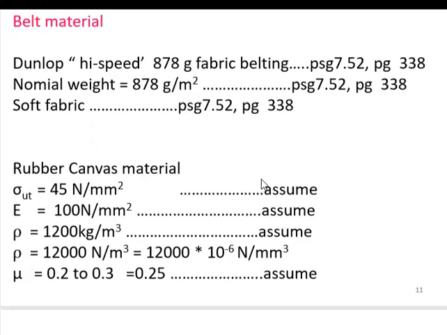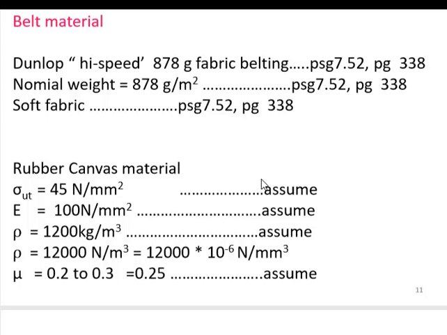We will select the belt material for our drive. Dunlop high speed belt with nominal weight 878 grams per meter square. It has soft fabric. There are two types of fabric which are available. One is called soft fabric and the other is hard fabric. So if we try with soft fabric, and if it can take up the load, then our selection would be correct.